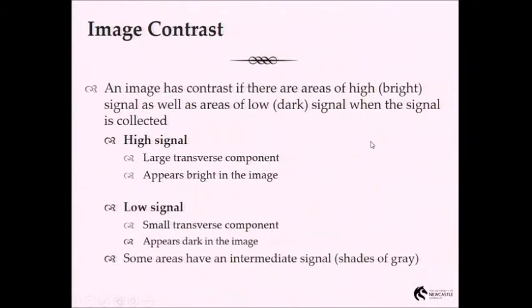So an image has contrast if there are areas of bright signal as well as areas of low signal. What we're really talking about with high signal is that there's a large transverse component of magnetisation, and the image will appear bright or brighter. When there's low signal, there's a small transverse component, so I'm talking about the amount of magnetisation that's in the transverse plane, and it will appear dark. And of course you'll always have areas that have intermediate signal, grey.